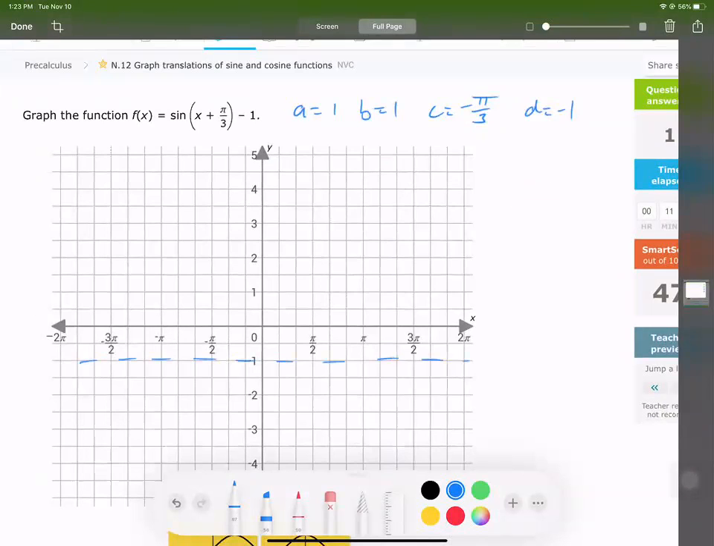That's our vertical shift. C helps me find my horizontal shift, my phase shift. X equals negative pi over 3 over B. Remember, this is X equals C over B if you don't remember it yet. That's going to be negative pi over 3. So we know we're going to start the graph over here at negative pi over 3. Where's negative pi over 3? I have to find it. Negative pi over 3 is right here-ish. Okay?